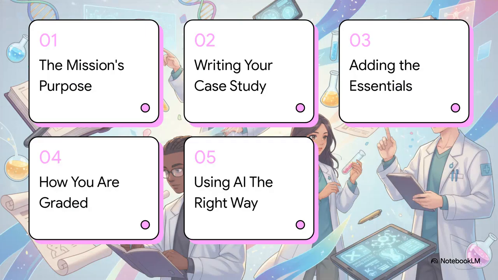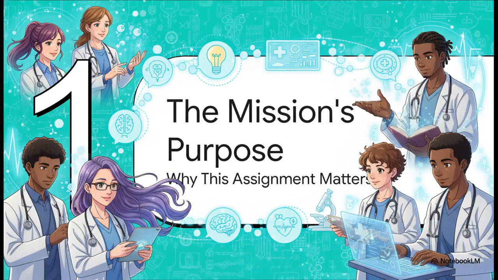Here's our game plan. First, we'll talk about the why, the mission's purpose. Then we'll get into the nitty-gritty of writing the case study itself and adding those essential components. After that, we are going to decode the grading rubric, so you know exactly where your points come from. And finally, we'll cover the official policy on using AI the right way. Let's jump in.